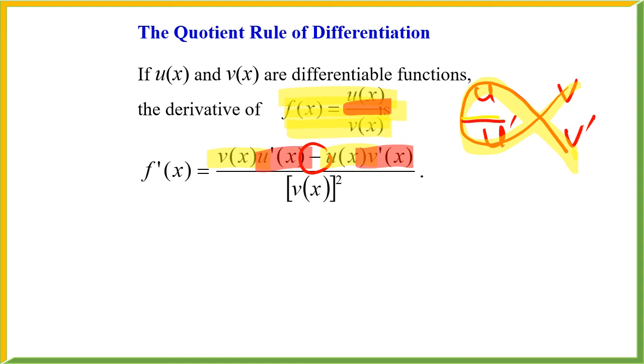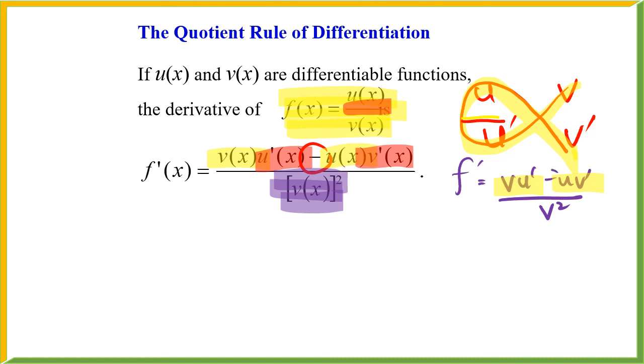Okay, minus, and then the extra thing for the quotient rule is we have to divide with v square. So the easiest, the formula will be f prime equal to v u prime minus u v prime over v square. Okay, so the form here is the same as product rule, but we have subtraction here.